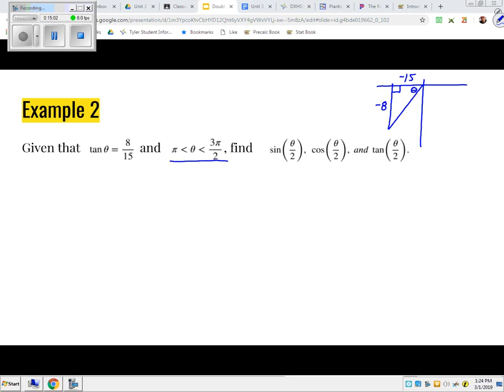So help me out with that hypotenuse, please. Pythagorean triple. 17? 17. And so since everything else was negative, this should be negative as well.